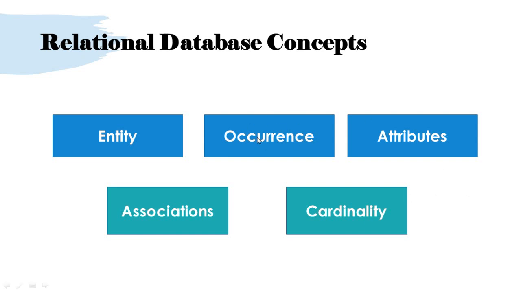So the occurrence unit means how many times the entity occurred. For example, when we talk about personnel, maybe in the company we have 100 personnel, so the occurrence of the entity personnel is 100. Simple, right? And then the next is attributes. The attributes define the entity in detail. We will talk about it later.